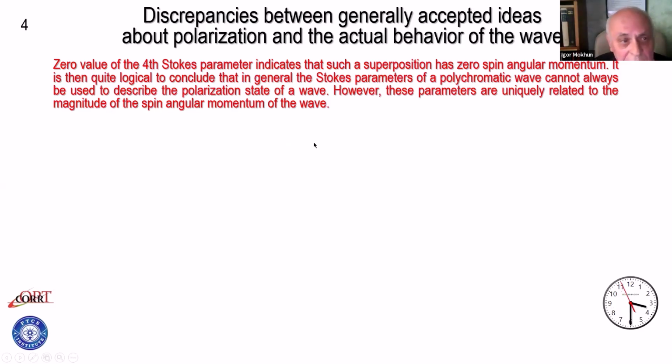From this statement, it is quite logical to conclude that, in general, the Stokes parameters of a polychromatic wave cannot be used to describe the polarization state of the wave. However, these parameters are uniquely related to the magnitude of the spin angular momentum of the wave.